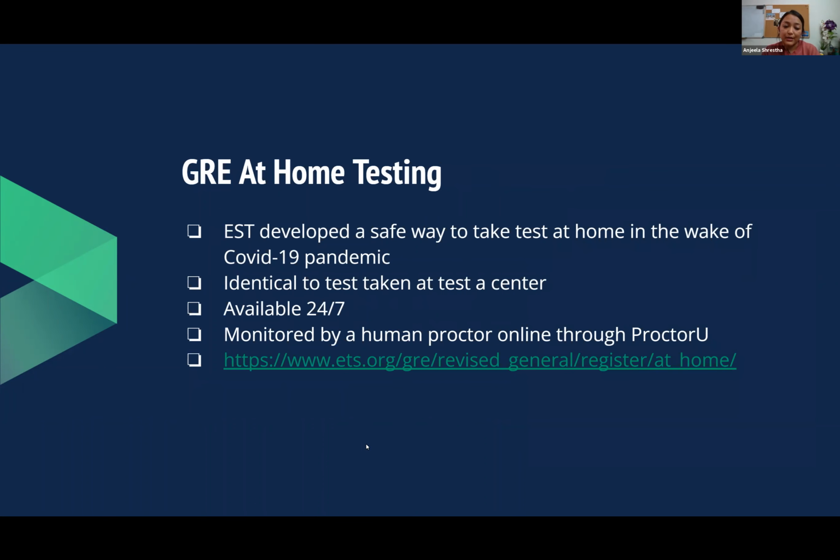So we all know that pandemic happened, a lot of things changed. Similarly, in the case of GRE testing, they also have developed a safe way to make tests available at home. So you can take tests anytime. It's available 24/7. It's identical to the test that you take at the test center. However, this test is monitored by a human proctor online through ProctorU. And you will be able to find more information in ets.org under at-home testing. That's the title.